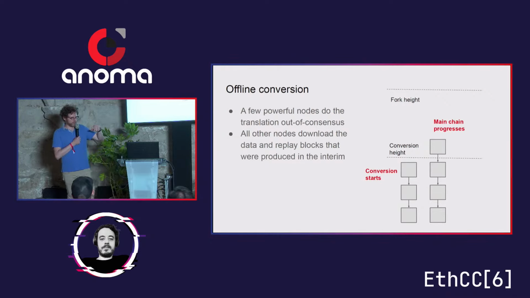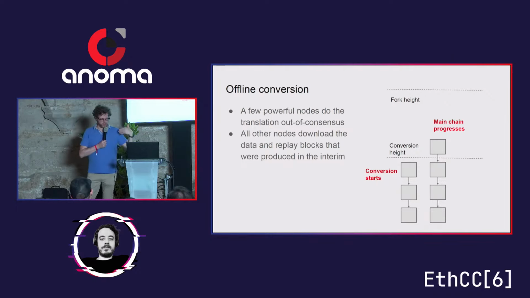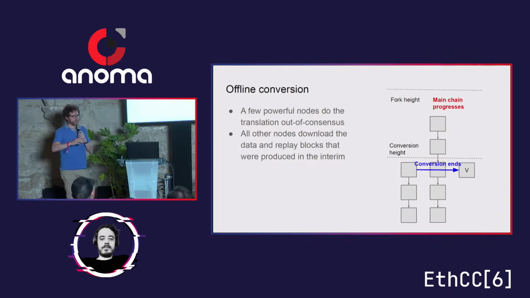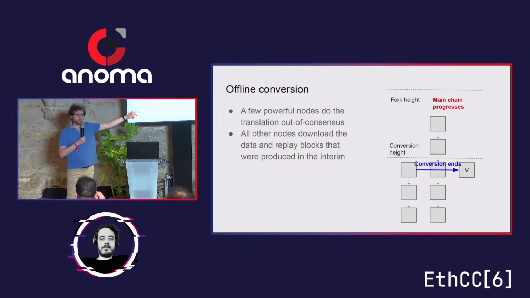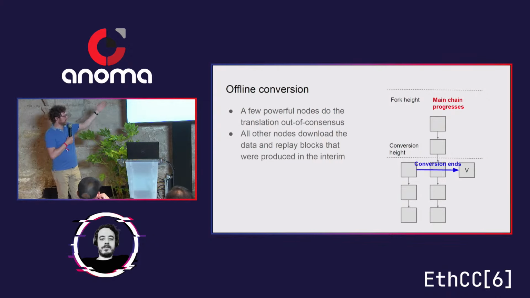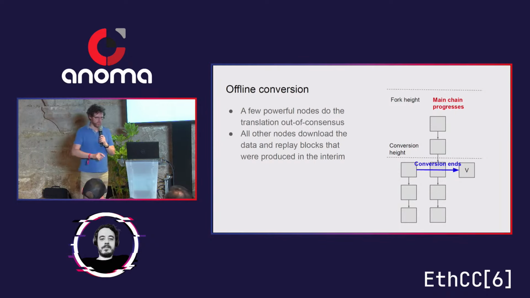So at the conversion height, the chain on the left stops and starts converting the data in bulk, while the other chain continues. And then when the conversion ends, we have a Verkle state that is a translation of the other, but it's kind of a counterfactual history. So there's a few forks that were not activated. It's a bit of a weird state, and it's a source of a lot of bugs.